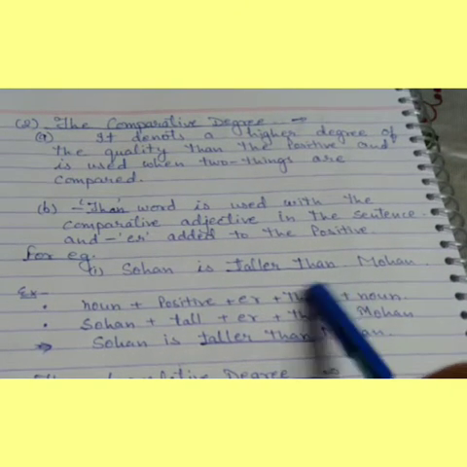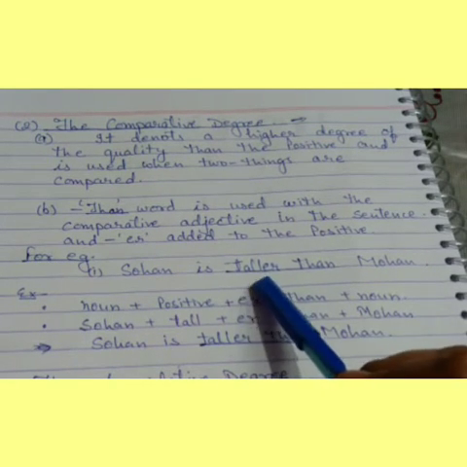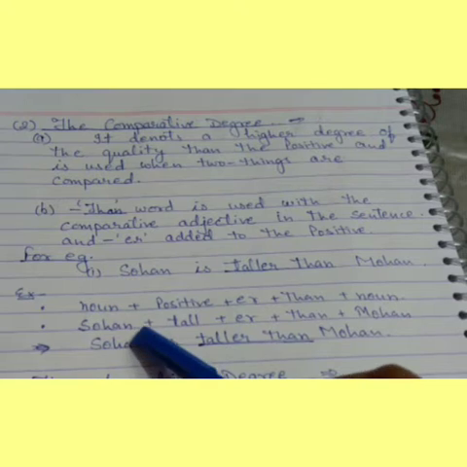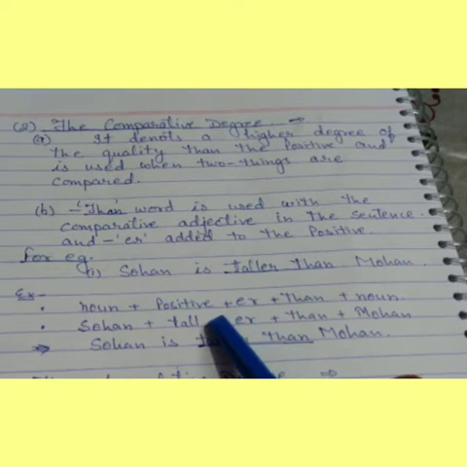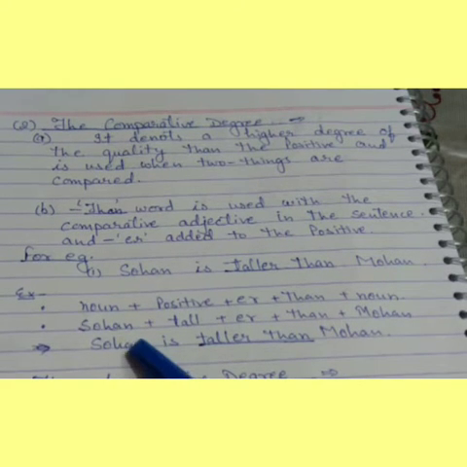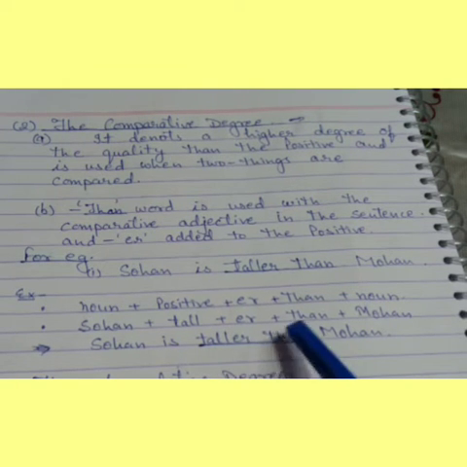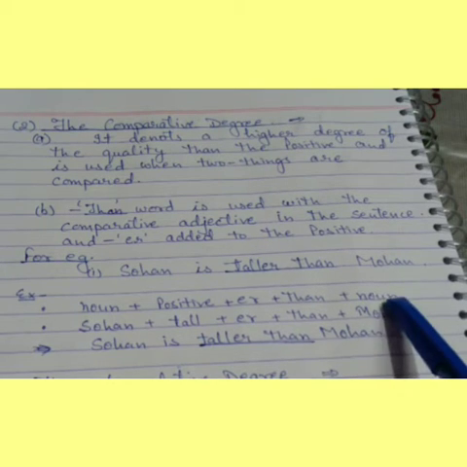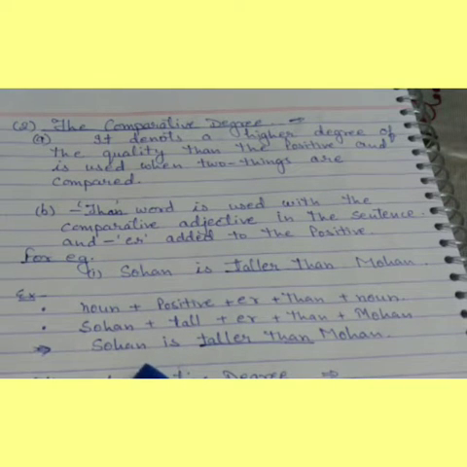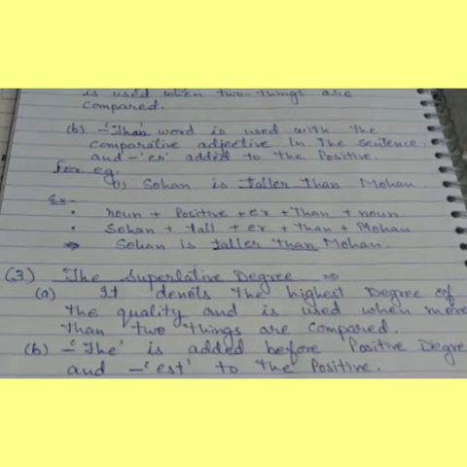Here you see than is used because two objects, two nouns, are compared, and in the positive degree tall, er is added. I have written here, to make it more clear: noun plus positive plus er plus than plus noun. Here the noun is Sohan, positive is tall, and er is added to the positive degree. Then than is used, then the other noun, because two nouns are compared. So Sohan is taller than Mohan. I think it's clear. Now come to the third degree, superlative degree.